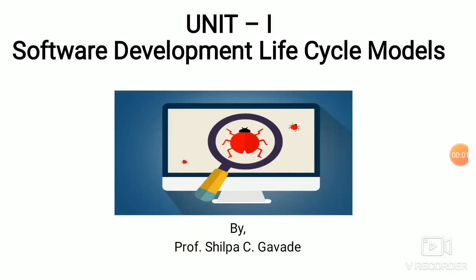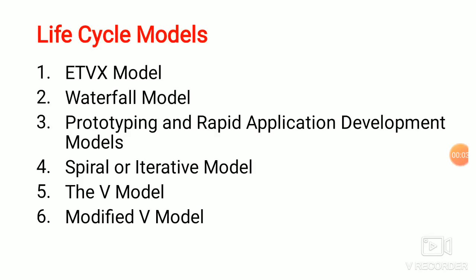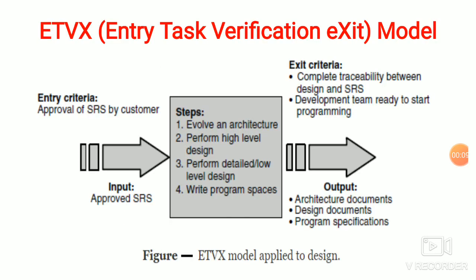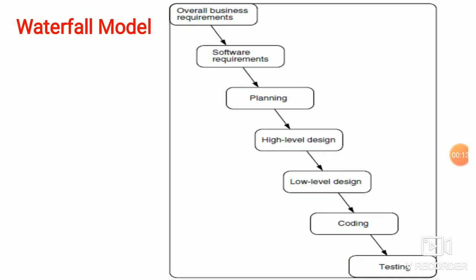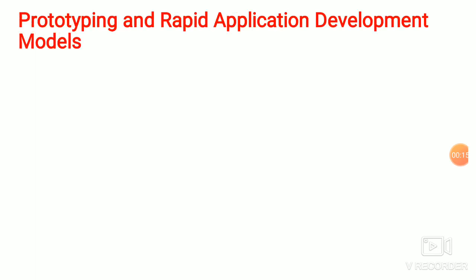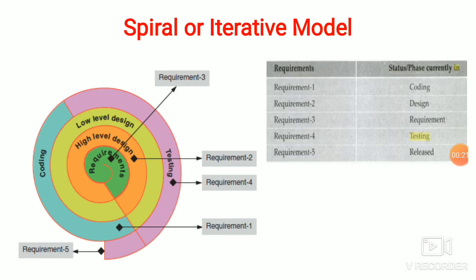Everyone, in the previous class, we were discussing life cycle models. In the life cycle models, we have covered the ETVX model, that is entry task verification exit model, waterfall model, prototyping model, and rapid application models. Total 3 models we have covered in the previous class. In today's class, we will start with the spiral or iterative model.